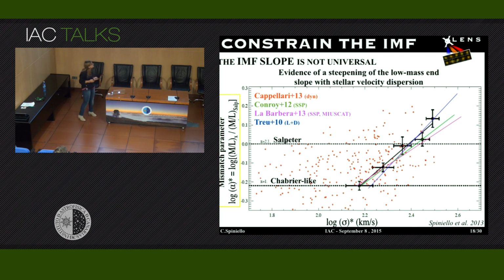Here I'm plotting the velocity dispersion, so those are the 5 points I was referring to. Those are stacked samples of SDSS galaxies. Mainly, for each point you have 50 galaxies that have been selected to have 20 kilometers per second of difference. You can read it here in log. And here I'm plotting the ratio, what we call the mismatch parameter.